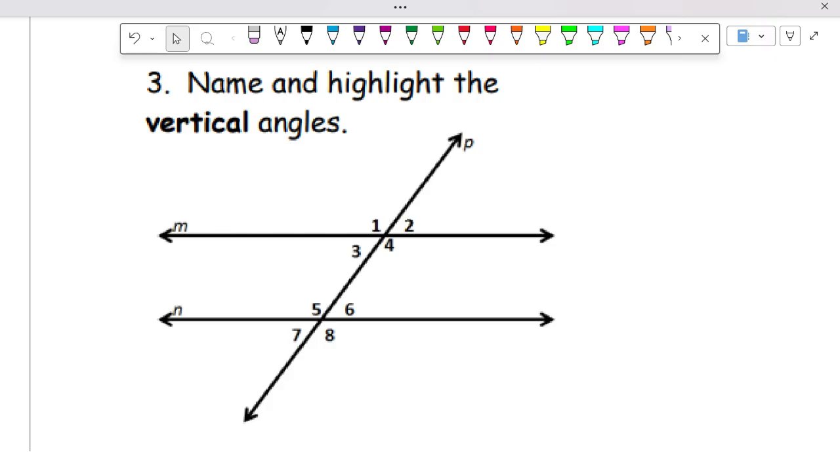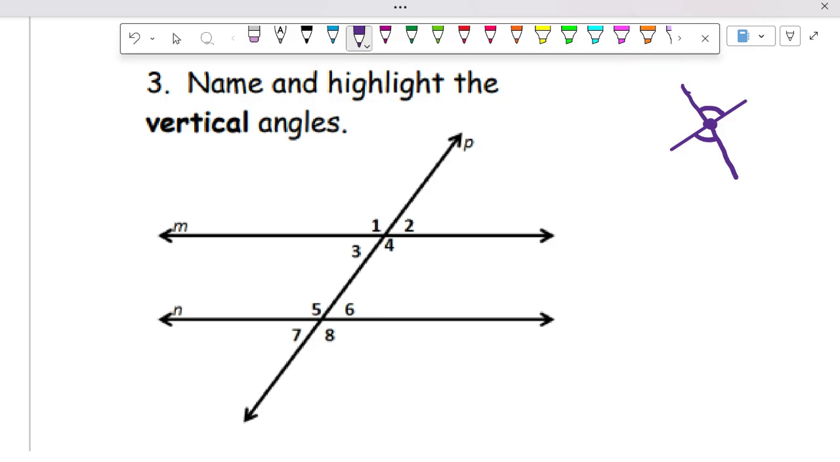So, vertical angles, guys, are when you have two lines that intersect. They're not adjacent to each other, meaning they don't share a side. The only thing they share is a vertex. So, for example, these two angles would be vertical. All right.